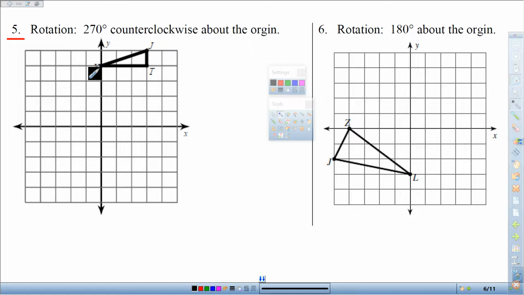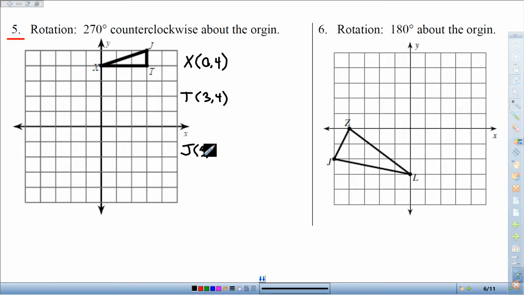Be careful. This is where I see people make mistakes. If I start in the center and I go on my x-axis, I'm not going left or right. So I'm going 0 on my x-axis up to +4 on my y. So my original x is at 0, 4. Let's do t next. That's at 3 on the x, 4 on the y. And j, 3 on the x, 5 on the y. Remember, this is always x comma y.